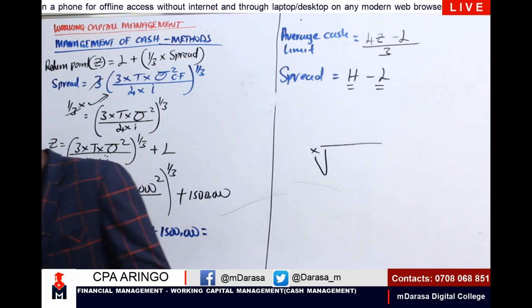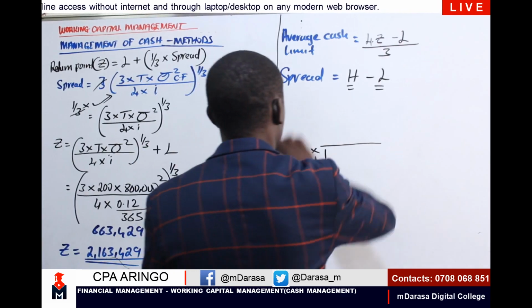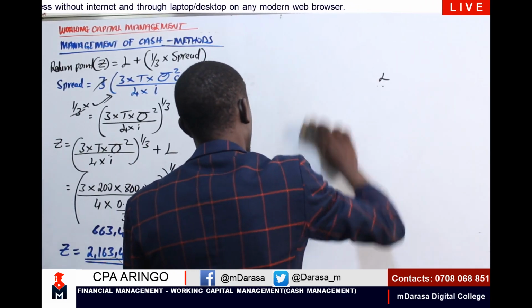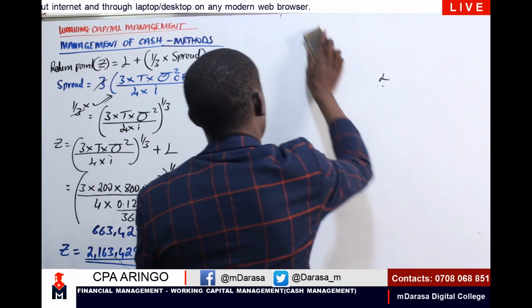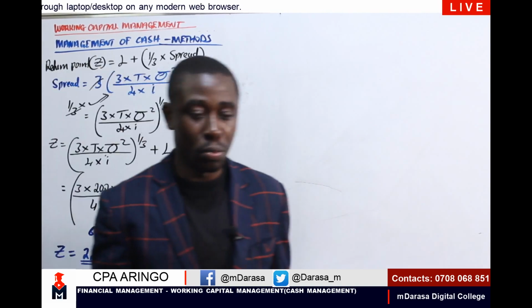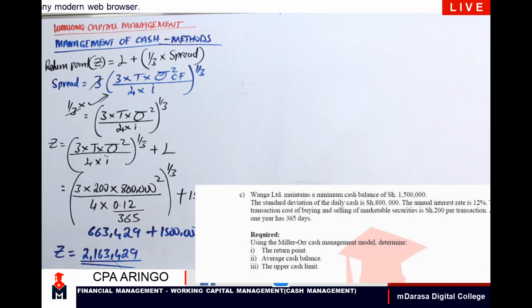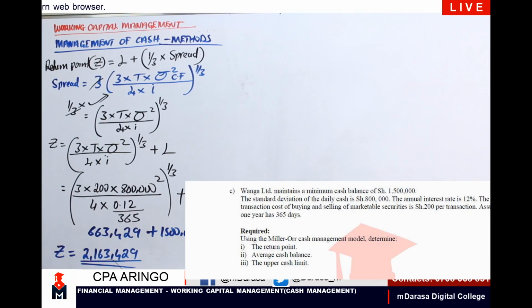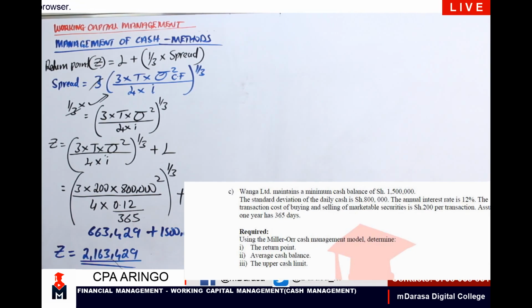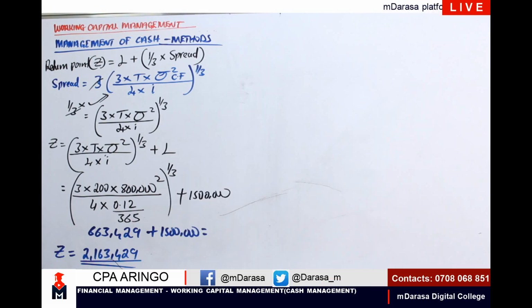Once you are done with that, my good students, you can proceed and look at what the examiner wanted us to determine again. After we've worked out our spread, or rather our return point, which is what the examiner wanted us to compute first, what's the second element? If you check our question, the good examiner wants us to compute our average cash balance.